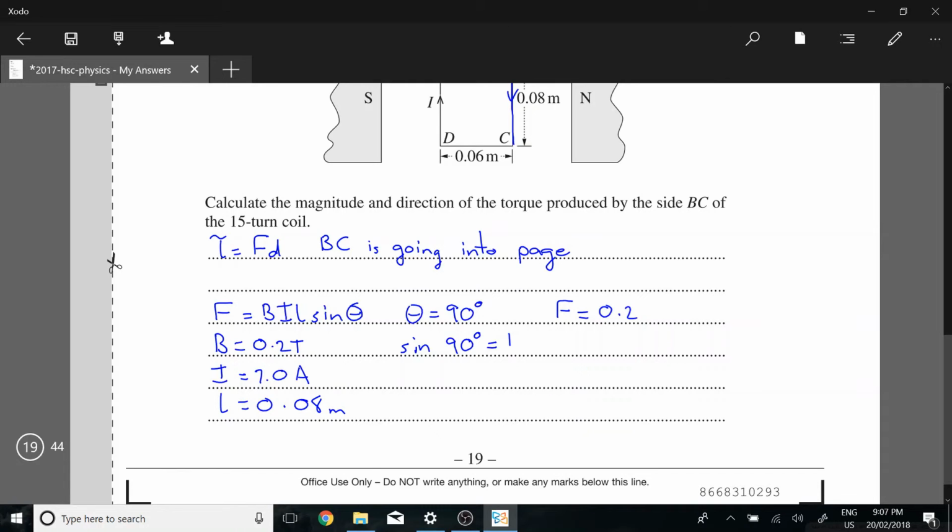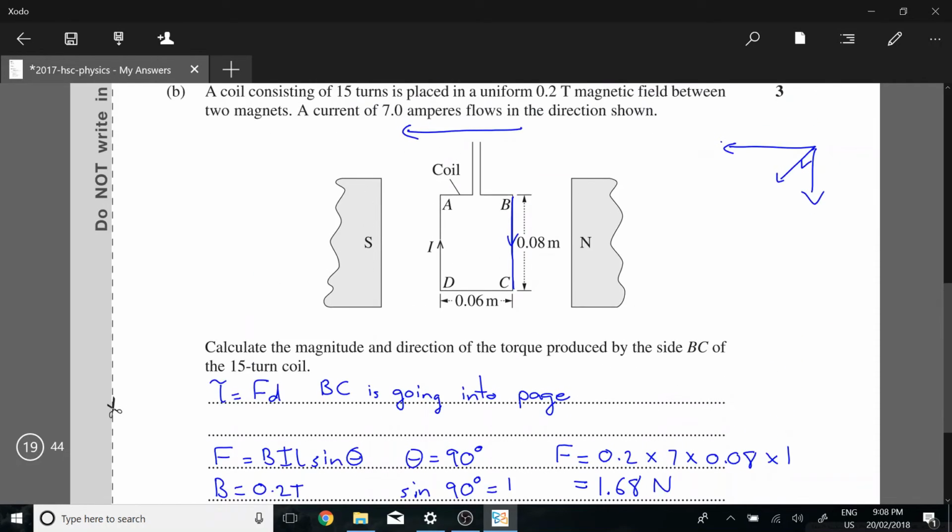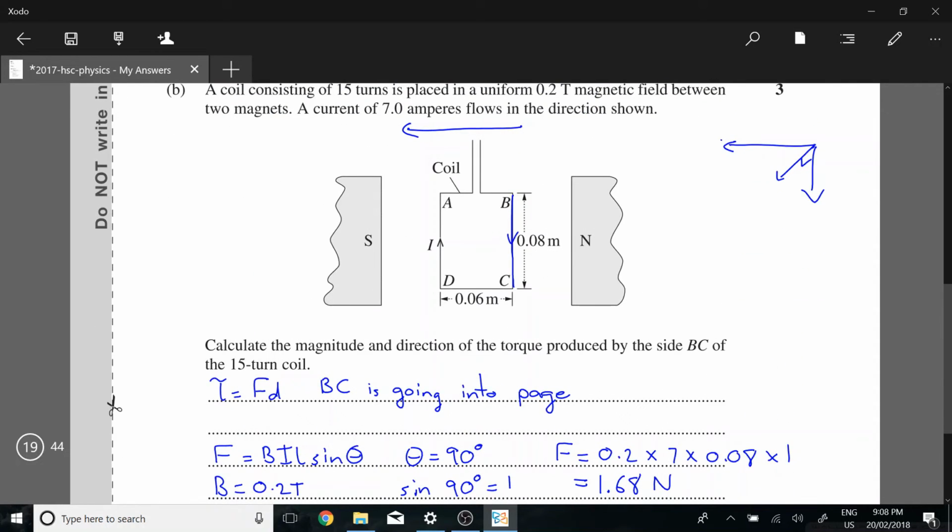0.2 times 7 times 0.08, and then you can write times 1 if you want to, but you don't really need to. If we plug that all into the calculator, we get an answer of 1.68 newtons. Now, that's the force applied on BC. We need to remember that the question is asking us to calculate the torque.